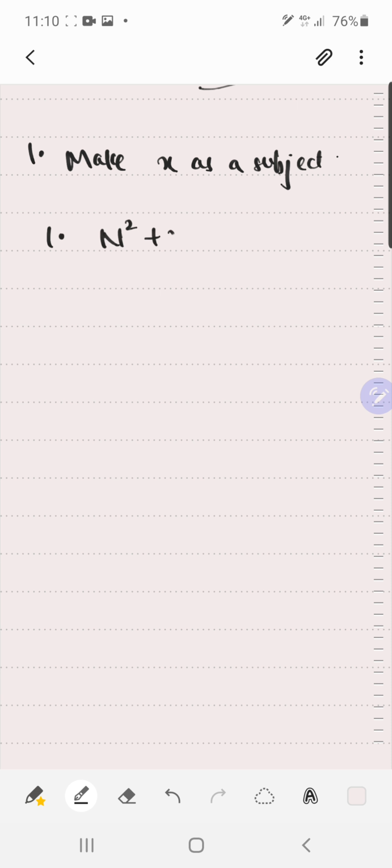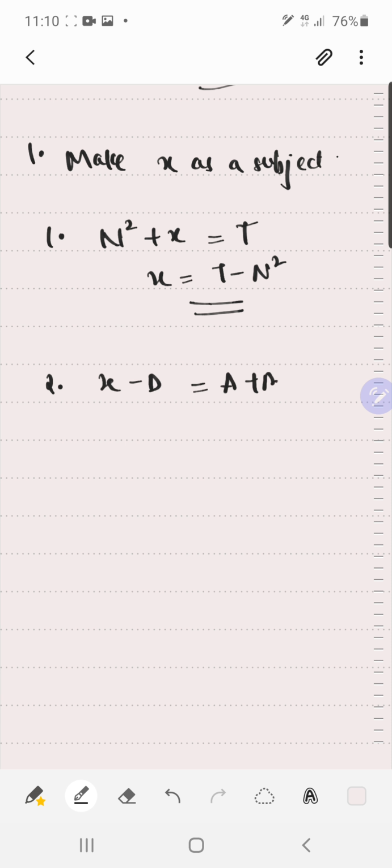Shall we start? Problem number 1. You have to make x the subject in all. Number 1. n square plus x is equal to 2t. So that is x is equal to 2t minus n square. Number 2, x minus d is equal to a plus b. So that is x is equal to a plus b upon d.